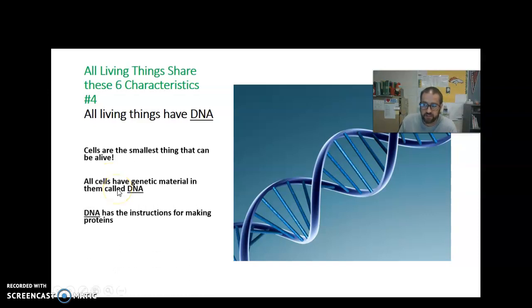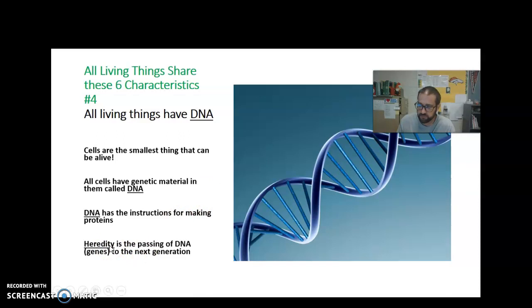All cells have genetic material, and we call that DNA. This DNA has instructions, it's like computer code, for making things called proteins. Proteins are more than just what you're eating when you eat a moose steak or a hamburger. Proteins are extremely diverse, and they have all kinds of different jobs. We will get into proteins a little bit later in the semester.